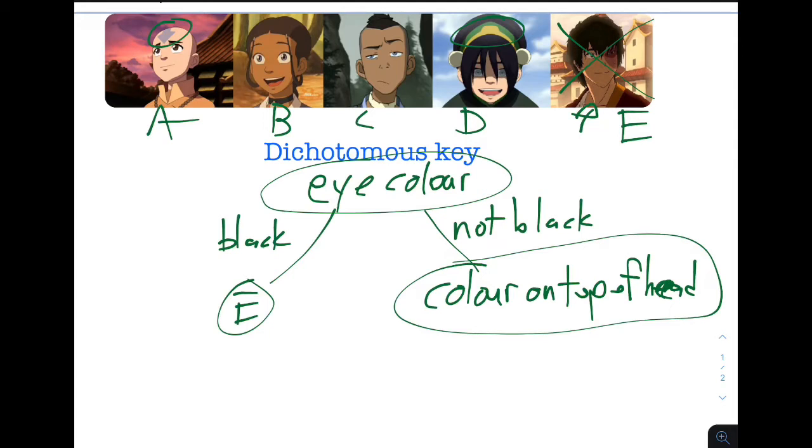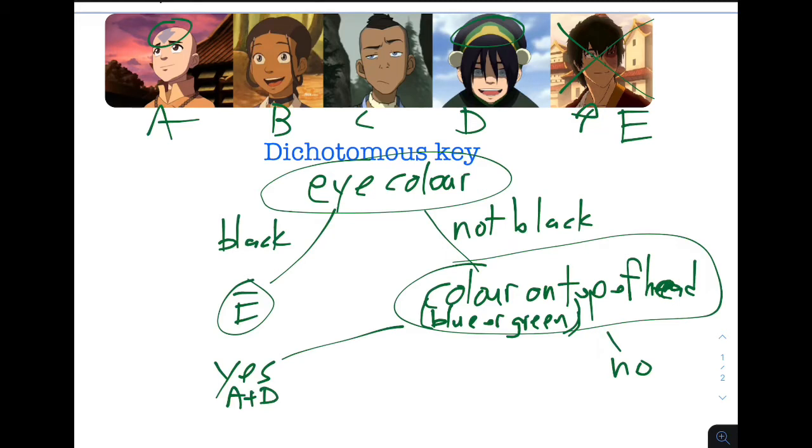But here, oh, I should be careful. When I say color, maybe I could say blue or green. Because, I mean, this hair color counts as color, right? So I guess I should be careful. So blue or green color on the top of the head. We have yes and no, right? The ones who have color on the top of the head are A and D. And the ones who don't, by that blue-green definition, are B and C.